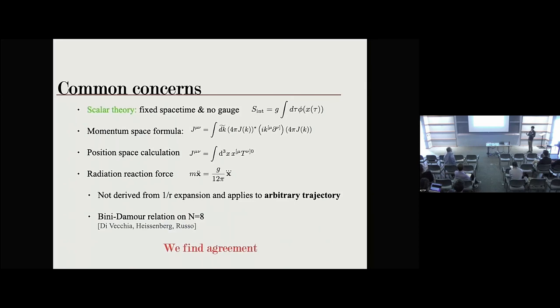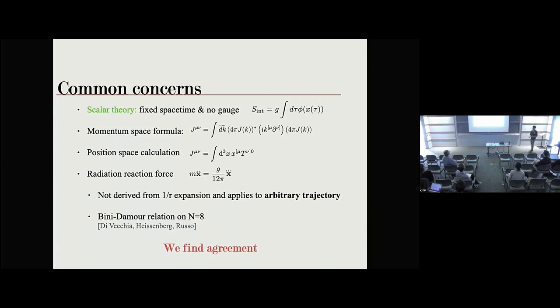And you can also derive the radiation reaction force in the scalar field theory. So we have this self-force from the scalar radiation. In particular, this radiation reaction force is not derived from a 1/r expansion and also applies to arbitrary trajectories. You're not assuming a scattering scenario in the very beginning. And finally, you can also apply the Bini-Damour relation, as shown already by this nice paper, and we find agreement in all the cases we checked so far. So this is really a case where there's no ambiguity, no gauge freedom, and fixed spacetime.